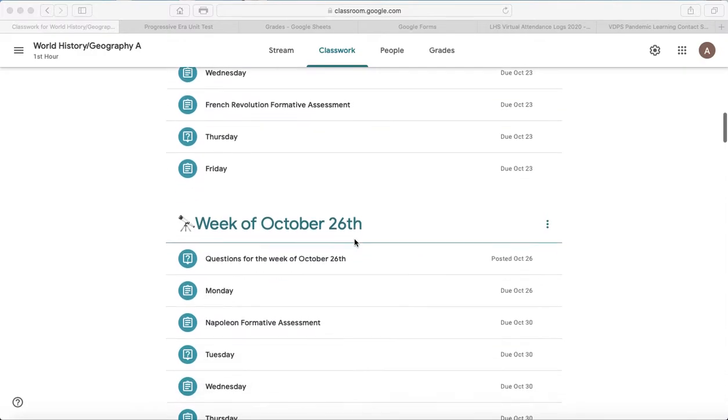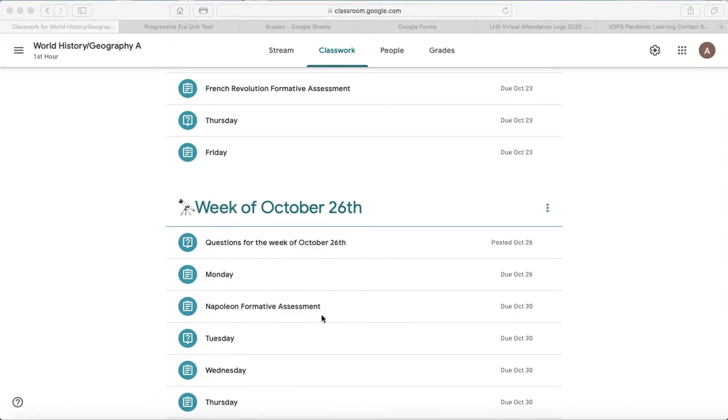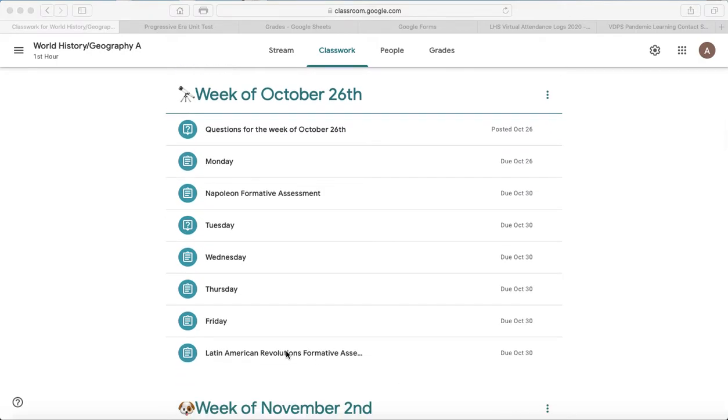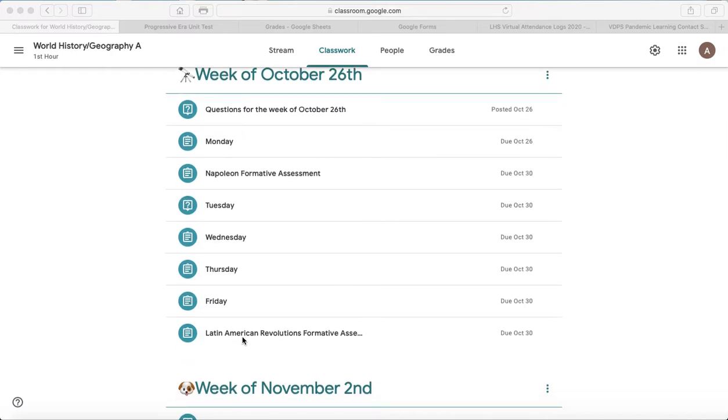And then we move on, and after a couple days, we hit our second formative assessment on Napoleon. And then finally, the third part of the unit is about Latin American revolutions. We spend a few days on that, and then we have our third and final formative assessment. Each of the kids are going to do that formative assessment. They will submit it, and I give them feedback.